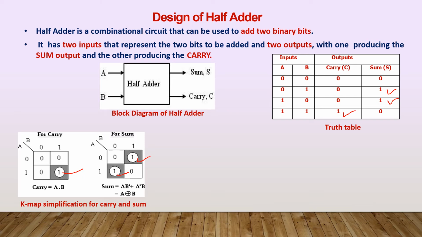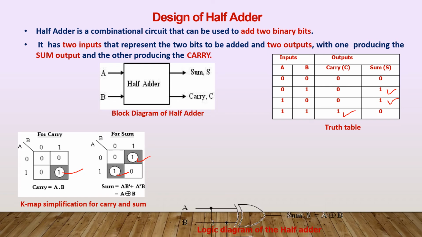And we have to write it in terms of sum of products. So we can write it as A B bar, which is the min term from group 1, plus A bar B, which is the min term from the second group. So this A B bar plus A bar B is also equal to A XOR B. So we can write it as A XOR B. Okay, so this is the simplified expression from the K-map.